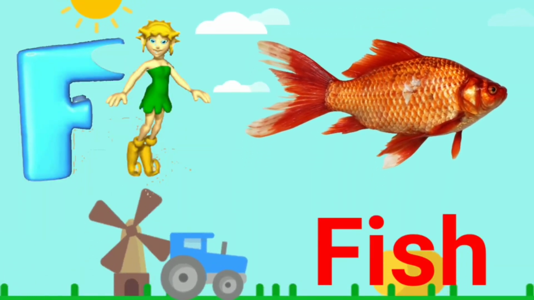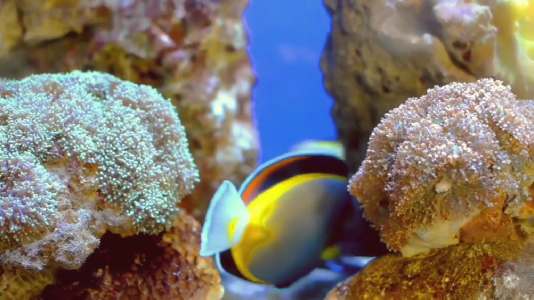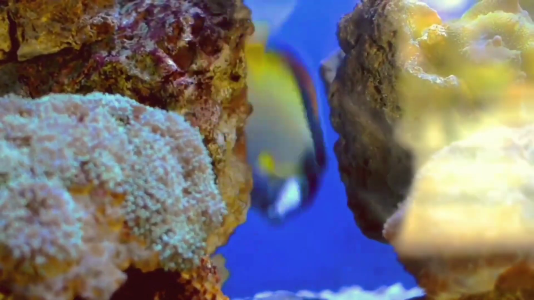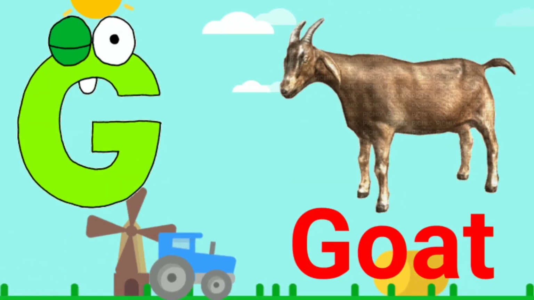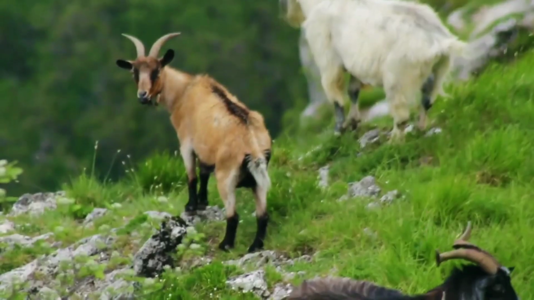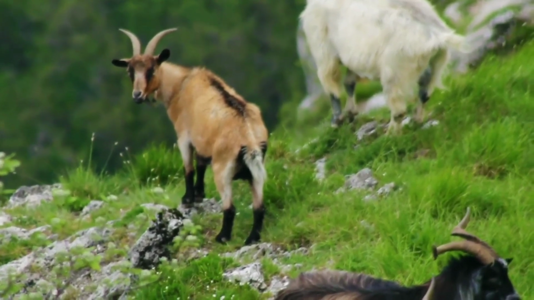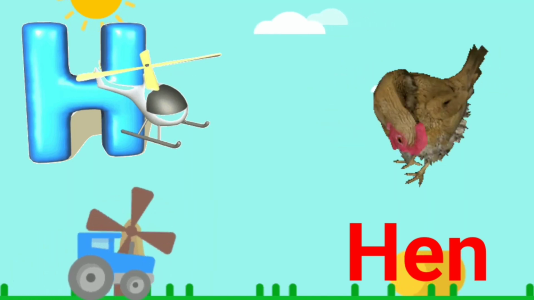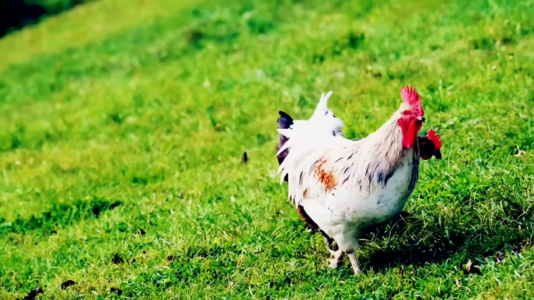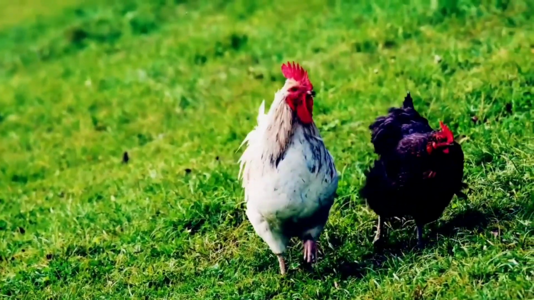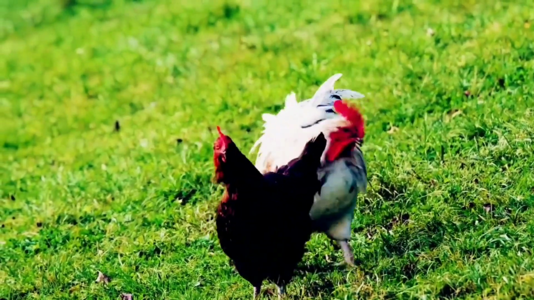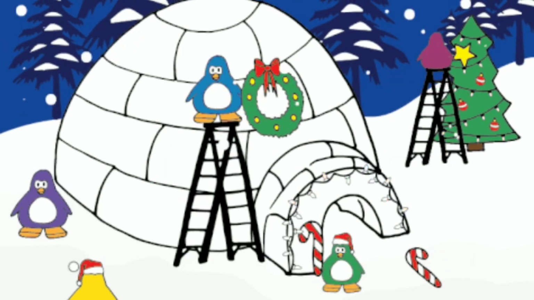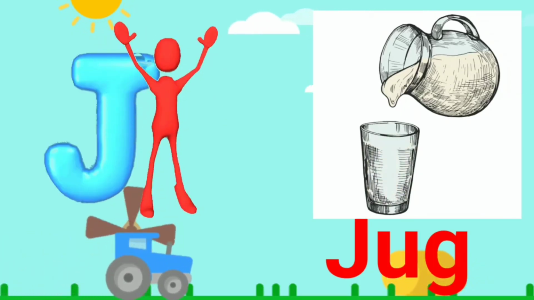F for fish. G for goat. H for hen. I for igloo. J for jug.